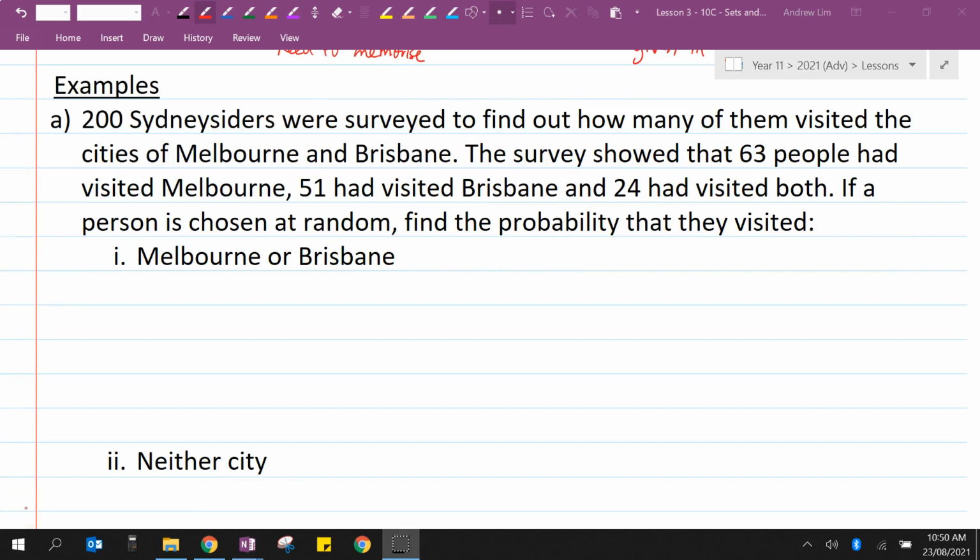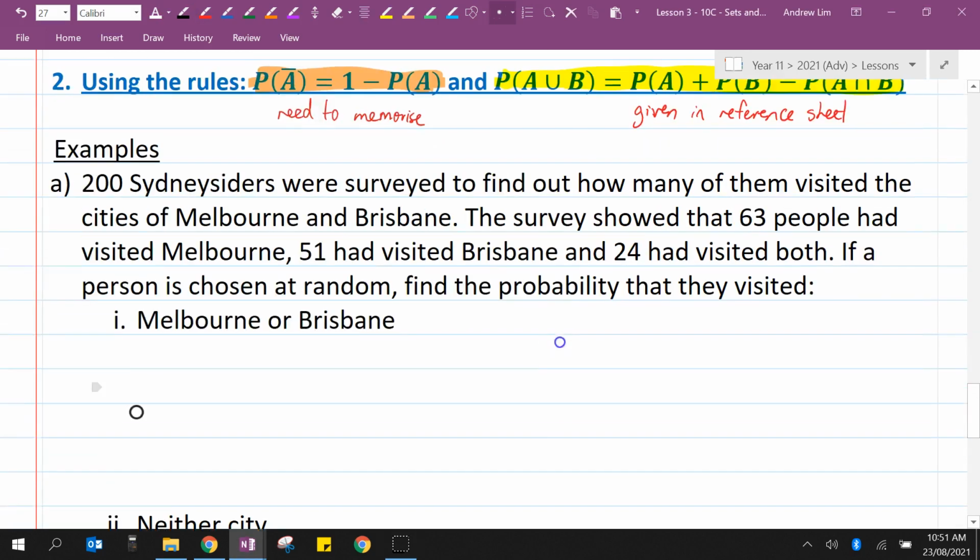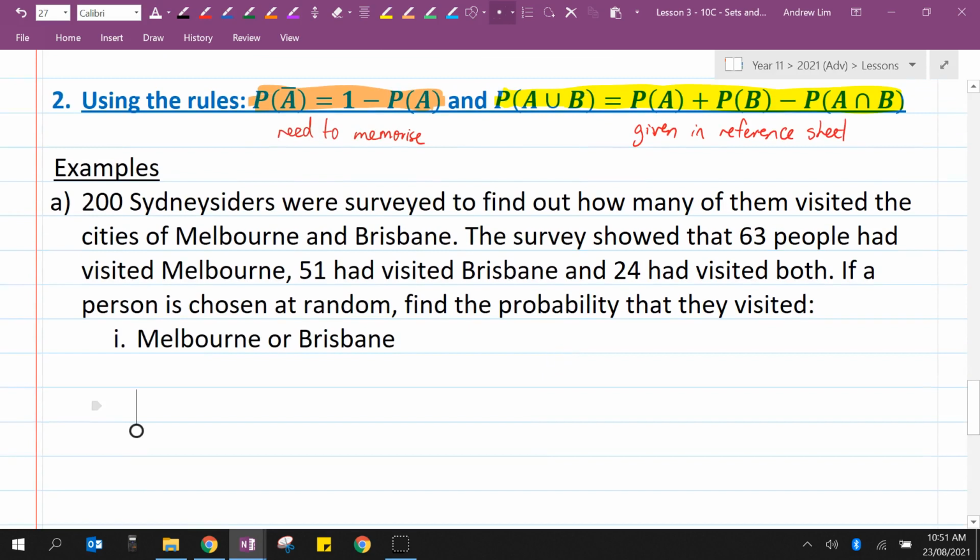Okay, let's have a look at some examples. 200 Sydneysiders were surveyed to find out how many of them visited the cities of Melbourne and Brisbane. The survey showed that 63 people had visited Melbourne, 51 had visited Brisbane, and 24 had visited both. If a person is chosen at random, find the probability that they visited Melbourne or Brisbane. Now, what we could do here is draw a Venn diagram, or maybe we could use this formula up here.